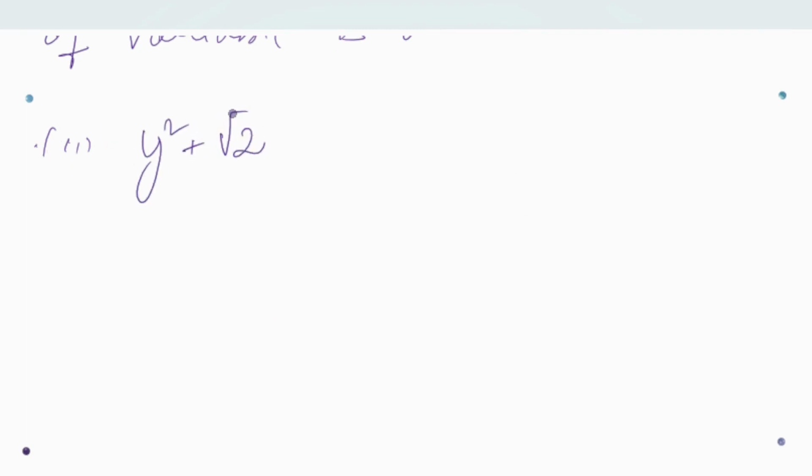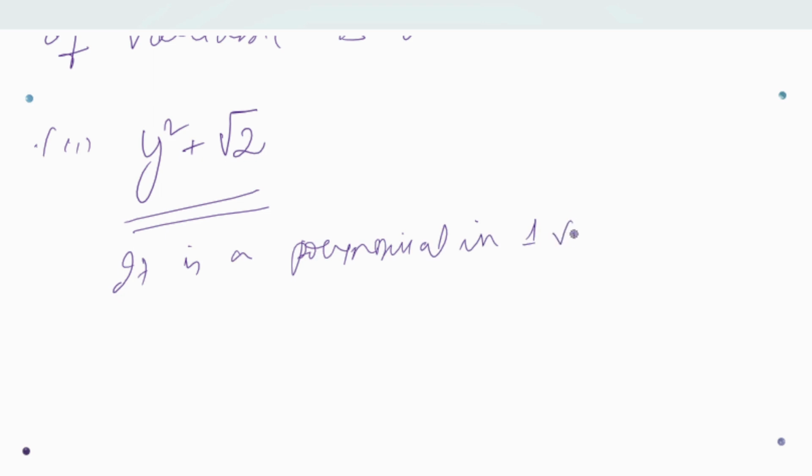plus root 2. See, in this case, which is the variable? y is the variable. And what is the power of this y? It is 2, a whole number. So there is only one variable, y, and the power of the variable y is 2, a whole number. We know it is a polynomial because the power of the variable is a whole number, and also there is only one variable, y. Yes, same, it is a polynomial in one variable.